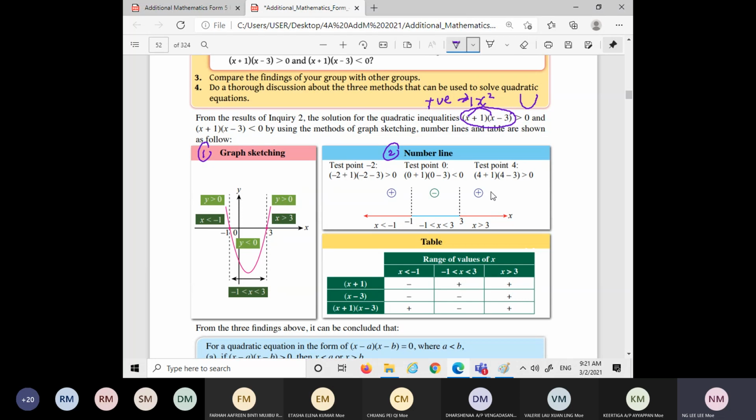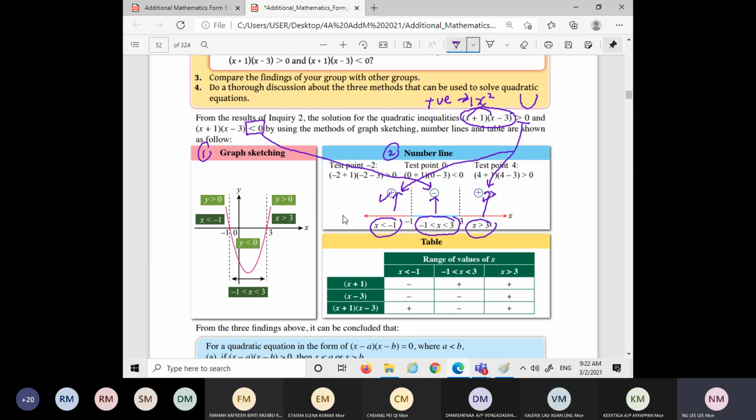So what's the meaning? For this quadratic expression greater than 0, which is positive, your answer is this and this. For negative, your answer is this. Therefore, for negative, this is the range. Your x should take from -1 to 3. For the positive, this is the range.